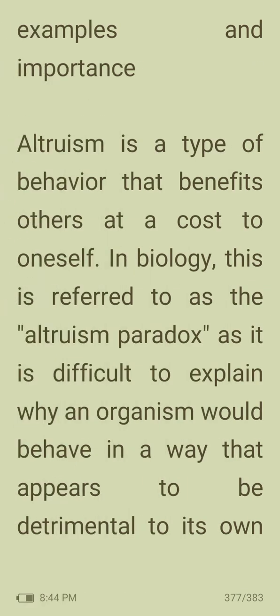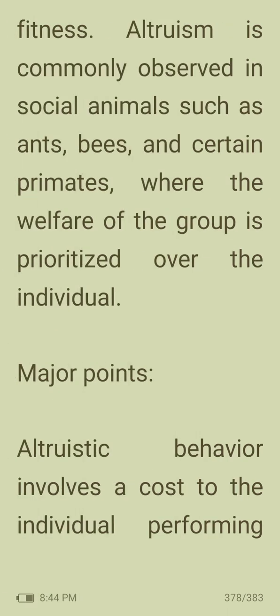Altruism. Altruism is a type of behavior that benefits others at a cost to oneself. In biology, this is referred to as the altruism paradox, as it is difficult to explain why an organism would behave in a way that appears to be detrimental to its own fitness. Altruism is commonly observed in social animals such as ants, bees, and certain primates, where the welfare of the group is prioritized over the individual.